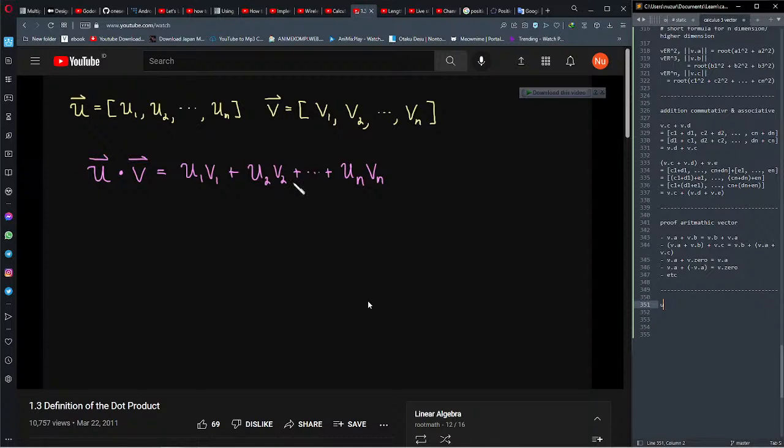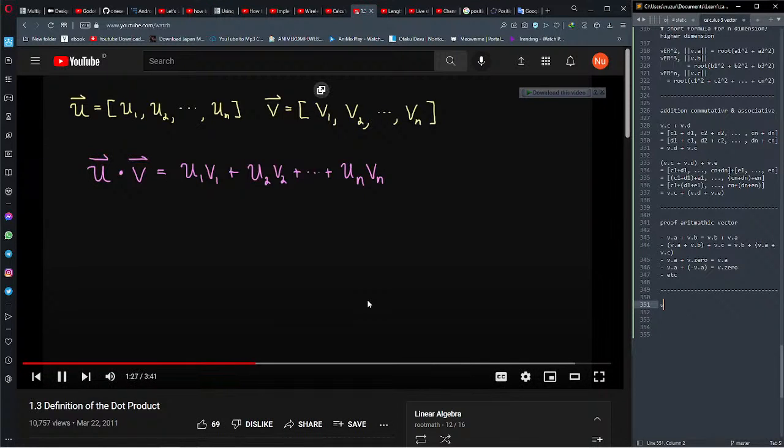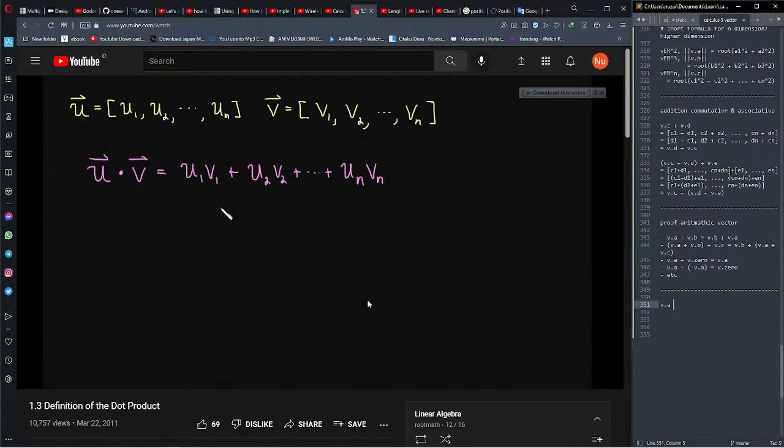So this is sometimes called the scalar product for that reason, that the result is a scalar. It's a real number, a constant. Those are all different ways of saying the same thing.